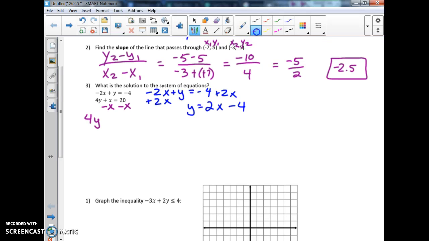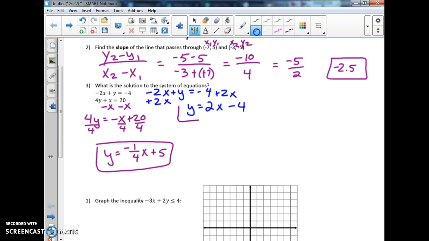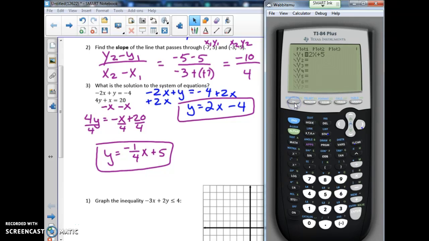So I'd have 4y equals -x plus 20. And then I divide those all by 4. So I'd have y equals, you can put a -x over 4, but really it's a -1/4 x plus 5 when I reduce everything. So I put this in my calculator, and I find where they intersect. So if I bring up my calculator, figure out my y equals, I got 2x minus 4, and -1 divided by 4 x plus 5.